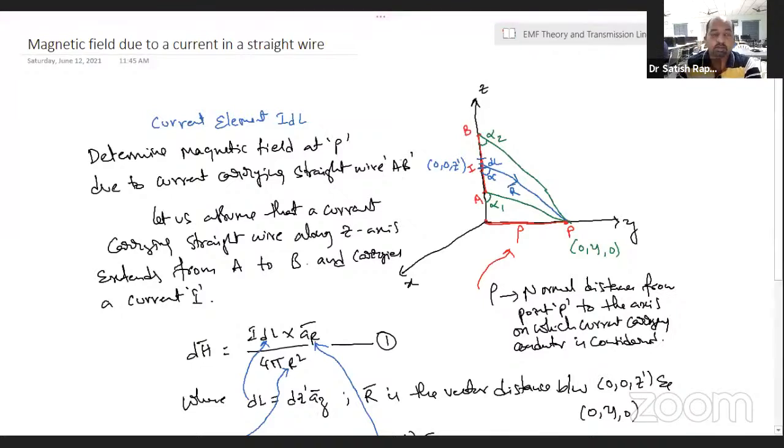In my last class, I discussed the Biot-Savart's law and the magnetic field due to a current in a straight wire. I am doing the derivation of the magnetic field due to a current in a straight wire.